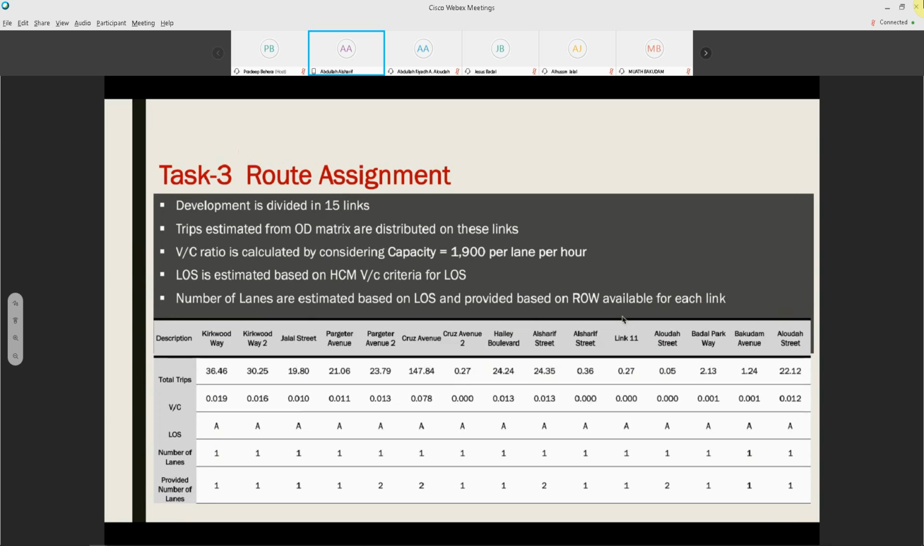So, task 3, route assignment. Route assignment is used to determine the route drivers select to reach their destination. As you can see here, the number of lanes is estimated based on level of service and profit, based on the right of way available for each link. Next slide, please.